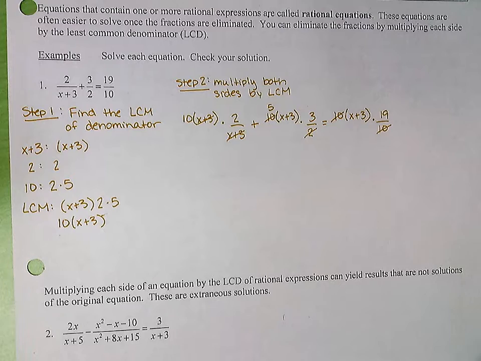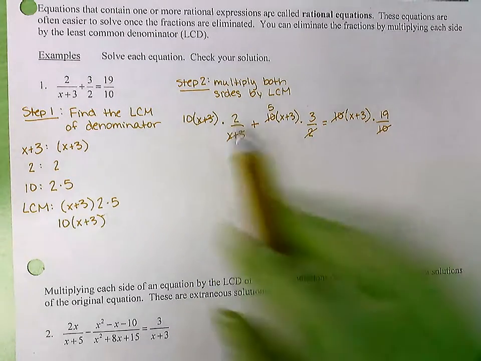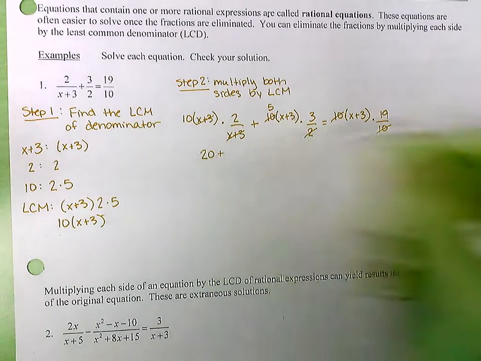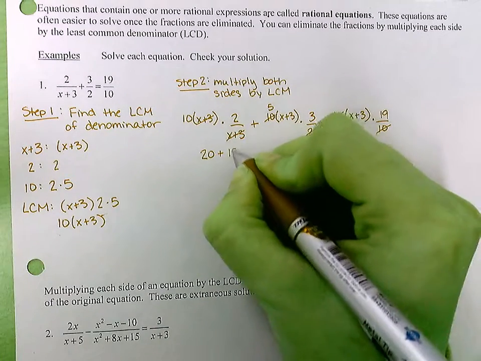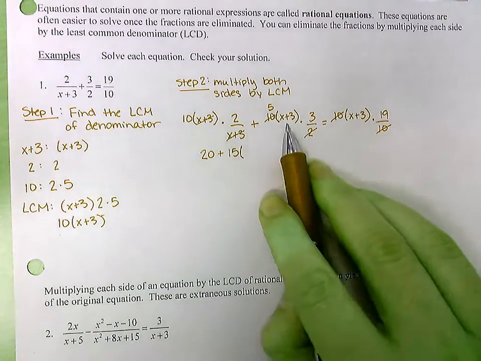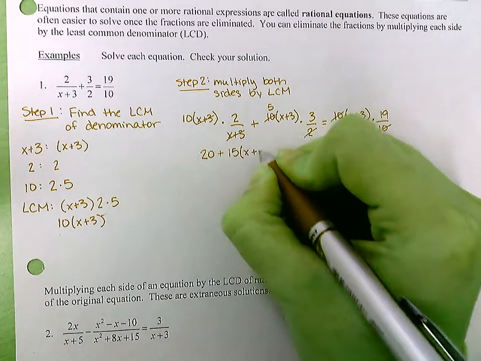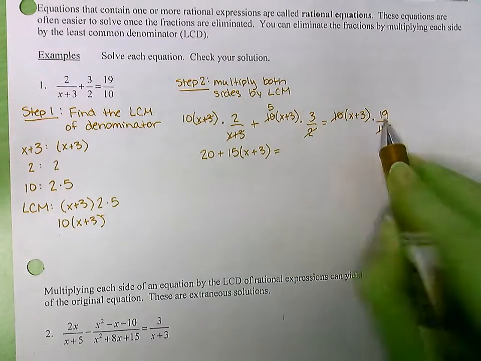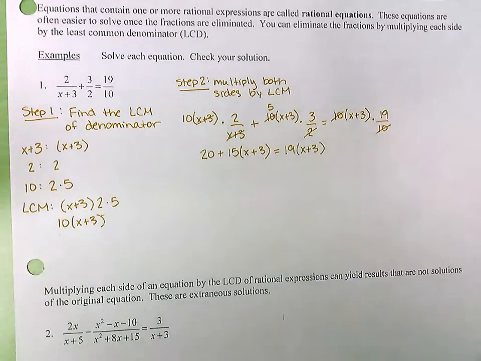Okay, now I just have to multiply. So I have 10 times 2 for that first one. So that's 20. Plus I have 5 times 3. That's 15. But I also still have this x plus 3 piece. So I need to include that x plus 3. Equals, I still have 19 over here. And x plus 3.